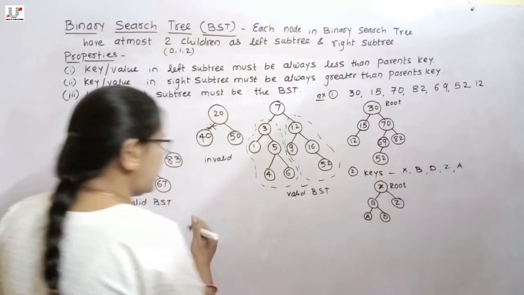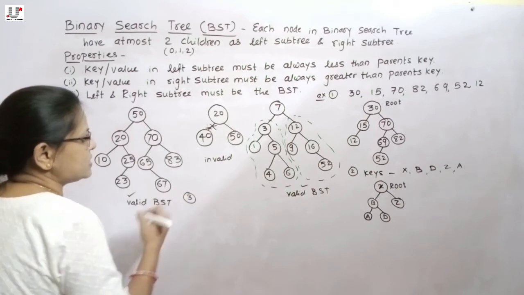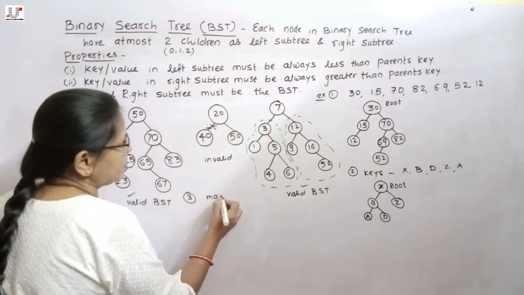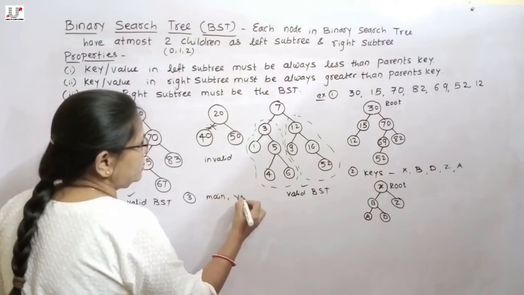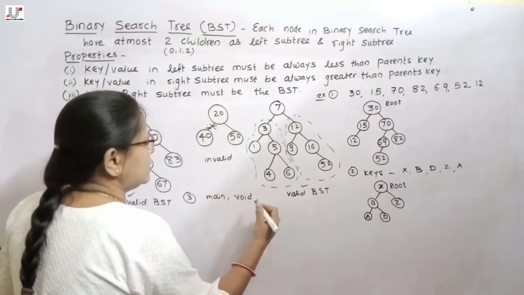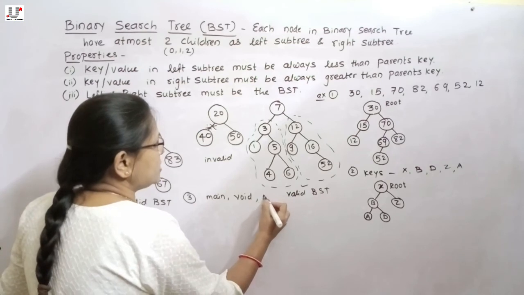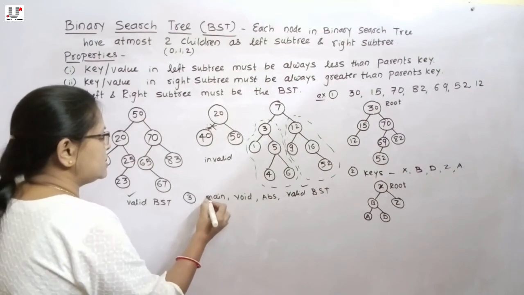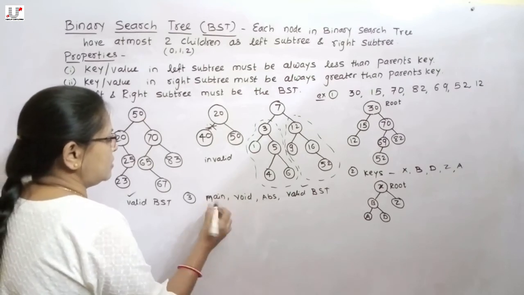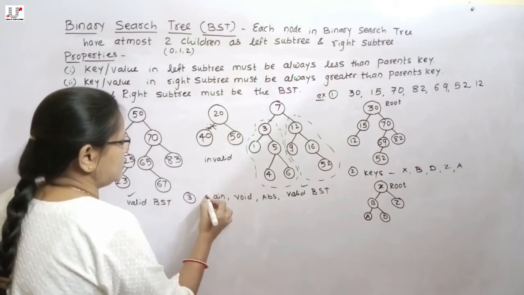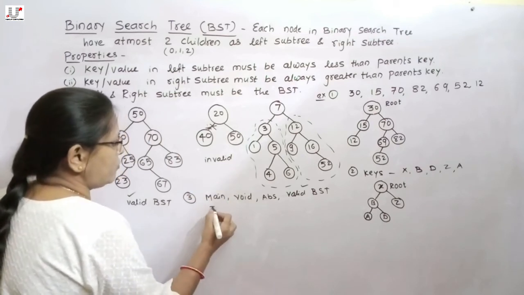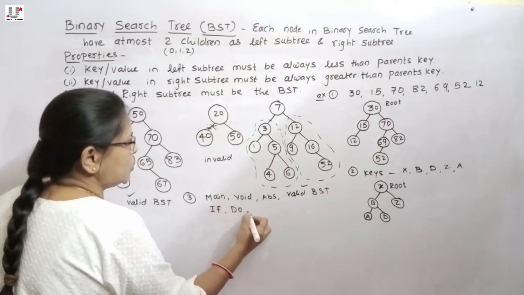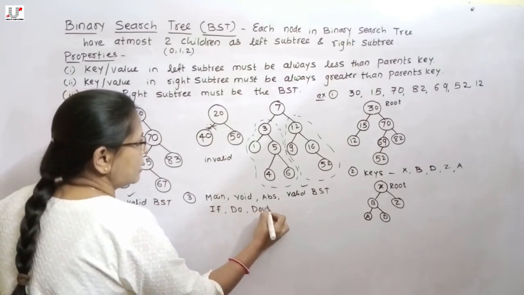We take one more example in which we specify values as strings, suppose main, then void, then absolute, that means ABS, next value is if, next is do, next one is double.